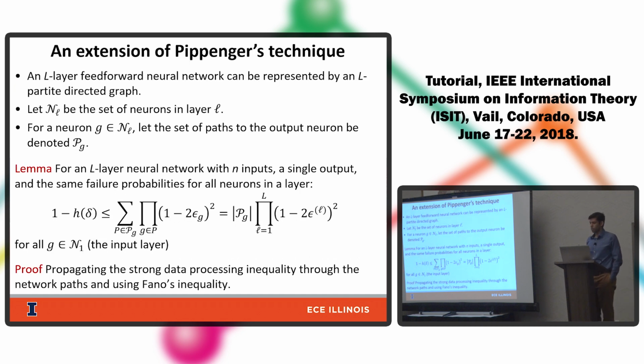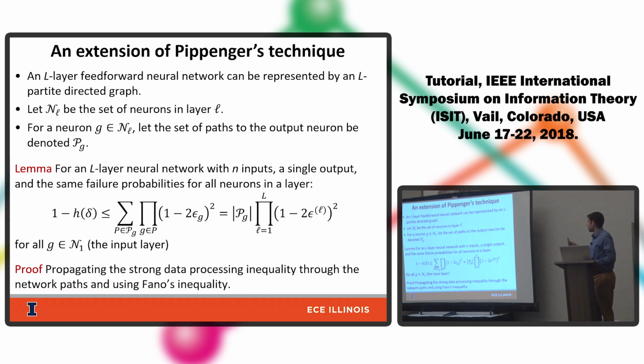Okay, so now we need to extend Pippenger's technique in a non-trivial way. We have this directed acyclic graph. We have some number of neurons in each layer. And now we'll say for a given neuron G, let the set of paths to the output neuron be P sub G. Okay, so we have a given neuron in our network. We're going to say there's one path like this to the output, another path, right? So we want to consider that set of paths as P sub G. Okay, and now it turns out that we can propagate the strong data processing inequality through all the possible network paths and use Fano's inequality to bound the error.